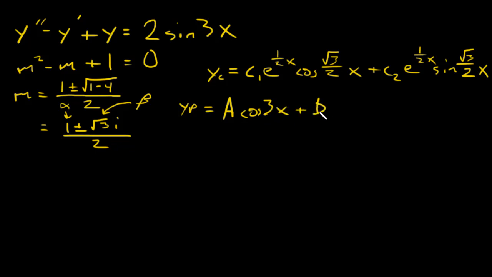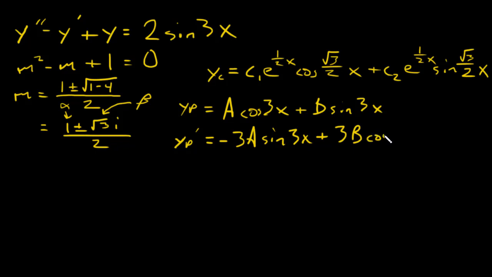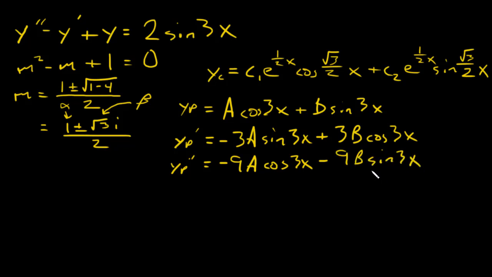plus b sine 3x. Okay, then that means that our derivative, y sub p prime, is going to equal, well, that's not too bad, negative 3a sine 3x plus 3b cosine 3x, and then finally y sub p double prime, and that's going to be, when I take the derivative of this, negative 9a cosine 3x, and this is going to be minus 9b sine 3x. Okay, so now that we have our y sub p double prime, prime, and just the y sub p, I can now feed it in up here.